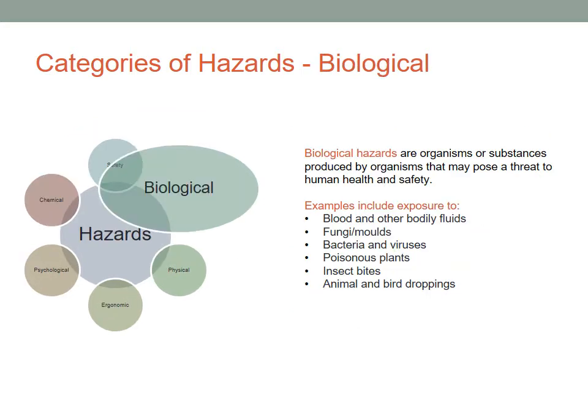Biological. Biological hazards are organisms or substances produced by organisms that may pose a threat to human health and safety. Examples include exposure to blood and other bodily fluids, fungi or mold, bacteria and viruses, poisonous plants, insect bites, and animal and bird droppings.